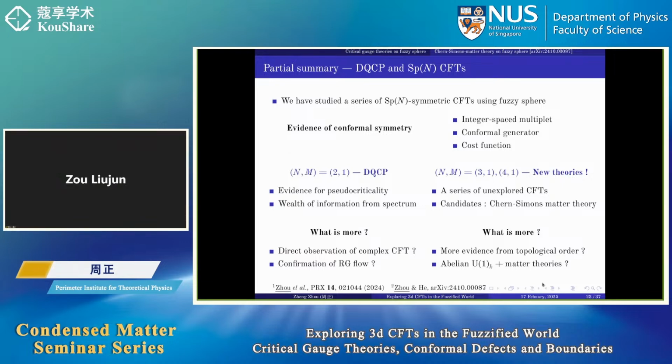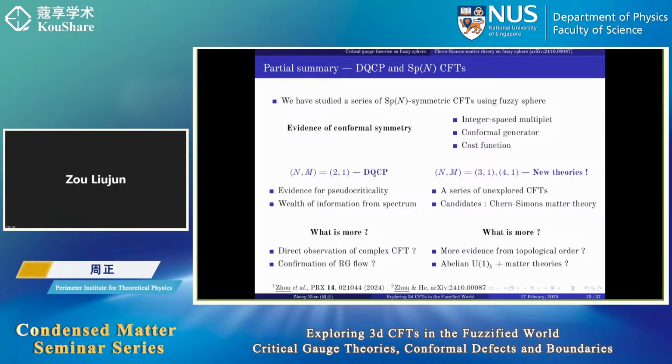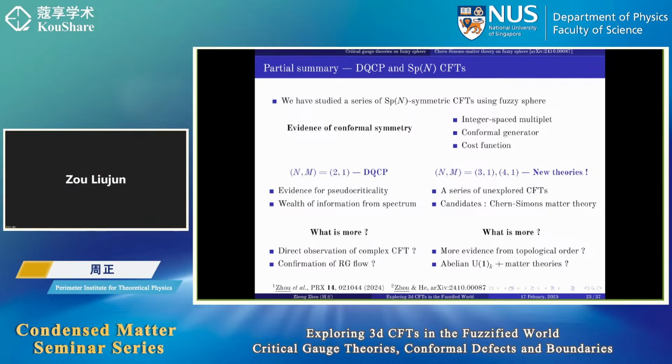Sorry, what do you mean by the last point? How do you study the abelian U1 level K plus matter theories? We're guessing that we can study them by, for example, breaking the SPN symmetry to SUN times U1, and then the CFT you study may naturally flow to this one. Yes, exactly.